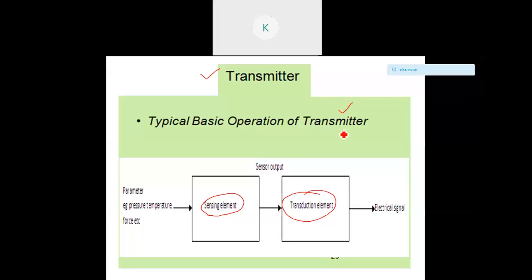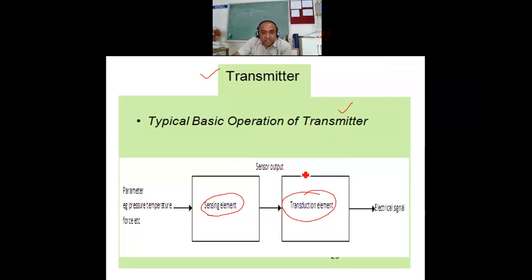Okay. It's working. Fine. So a transmitter has two things: one is a sensing element, another is a transduction element. What is the use of a sensor? Sensor senses. For example, if you want to measure the temperature, I can just use a wire. What happens when you dip the wire in any hot fluid? Finally the resistance of that particular wire changes. When the temperature changes, the resistance of the copper wire changes.